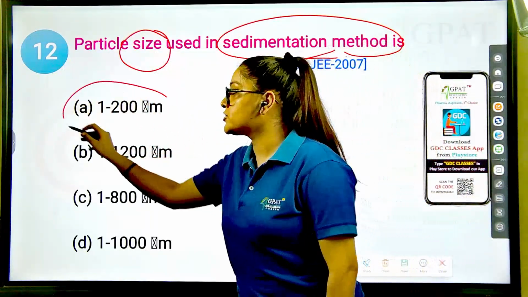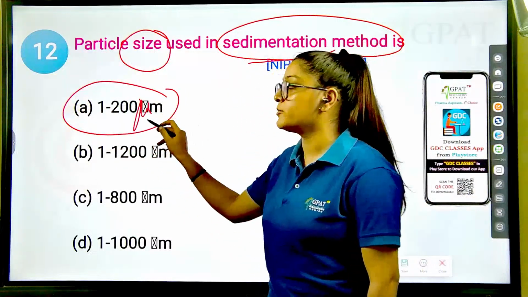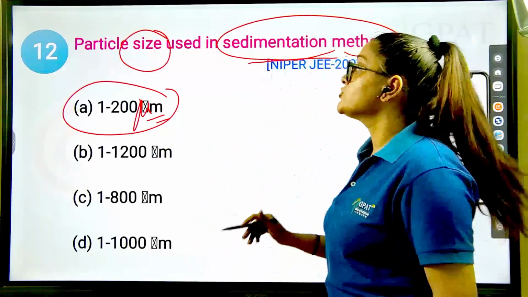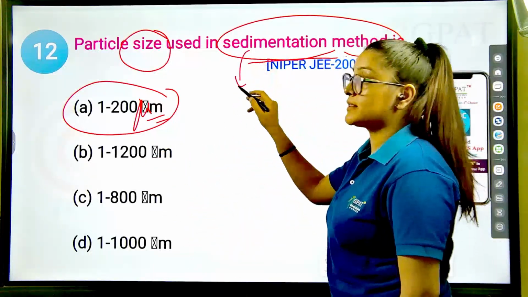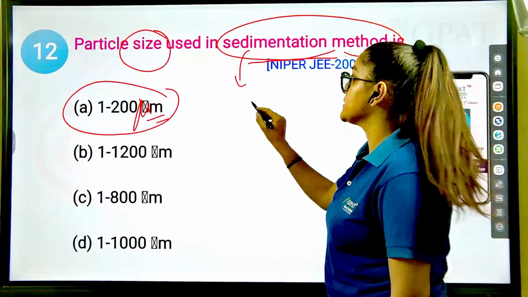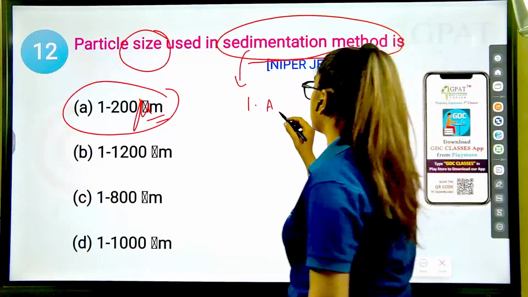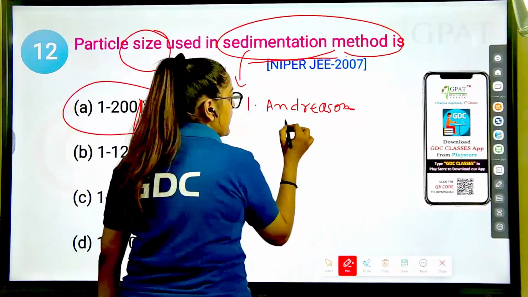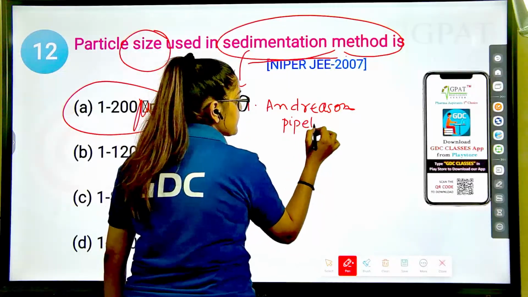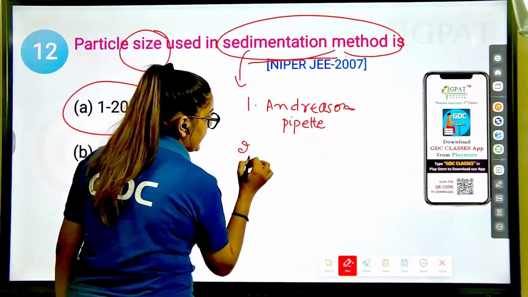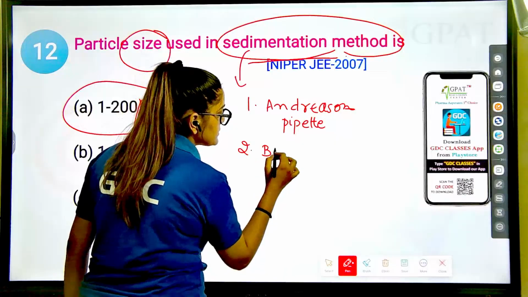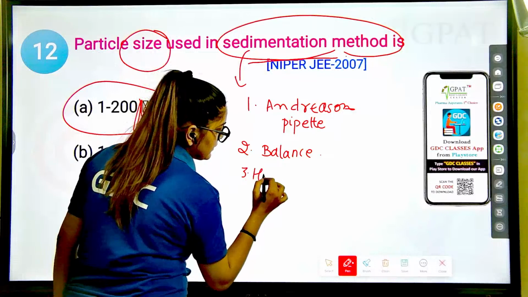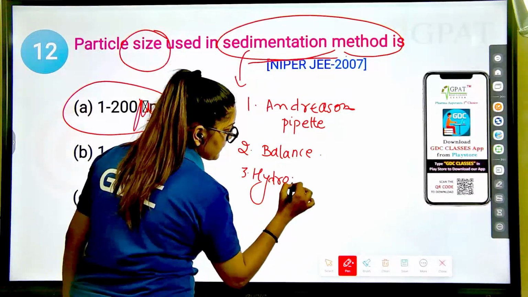For the sedimentation method, we have 1 to 200 micrometer. This is in micrometers only. Okay, right? So for the sedimentation method, we use three apparatus, three methods here. We have the Anderson pipette method. I'll write here, we have the Anderson pipette method, right? Second we have the balance method. Third we have the hydrometer method.